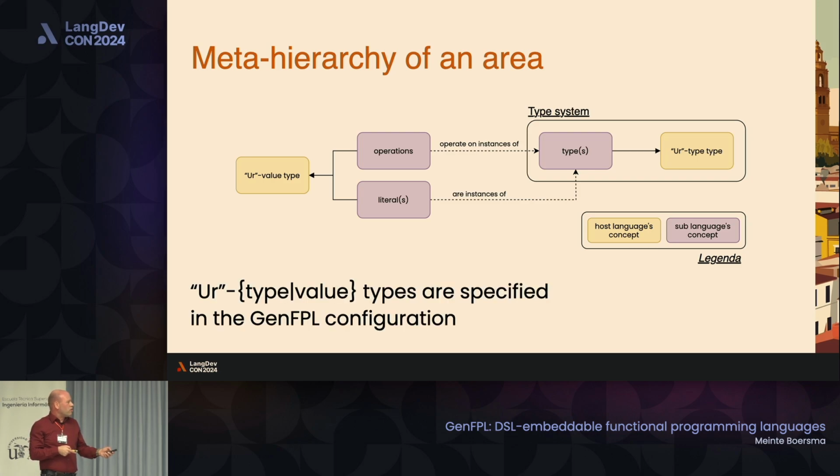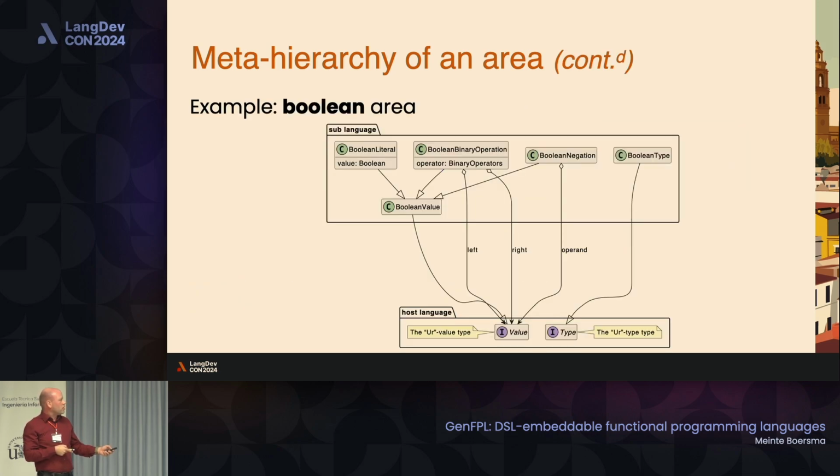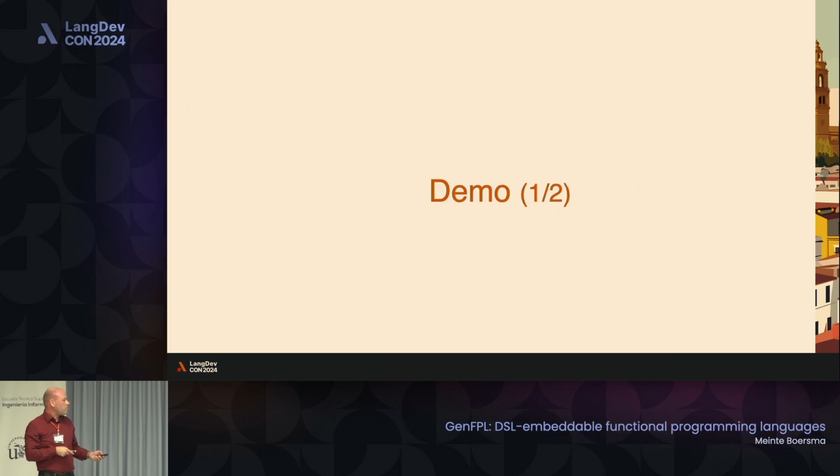So as an example, this is the Boolean area. So here in the host language we have a value type, a type. We generate a Boolean type, and then a literal and a bunch of operations, and all these things are Boolean values, which happens to be a value as well. So this is predefined in the host language, and this will generate from the configuration. So, a demo.